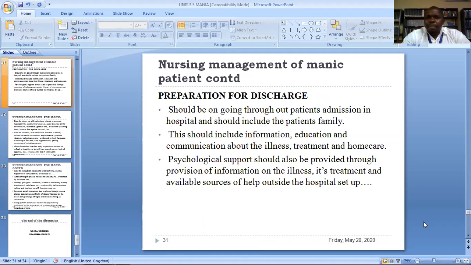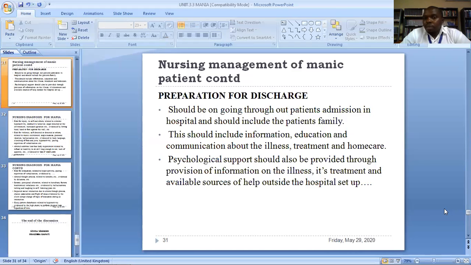The nurse should also consider preparation for discharge for this patient as the patient keeps improving. So this discharge plan should be ongoing throughout patient's admission in hospital and should include the patient's family. So the family of the patient should be fully involved in this discharge plan. They should actually know how you as a nurse are planning the discharge for this patient. This should include information, education, and communication about the illness for their relative, treatment, and home care. The relatives should be given full information on the illness of their relative, the treatment, the drugs that the patient is on, the side effects, and how they should take care of the patient at home.